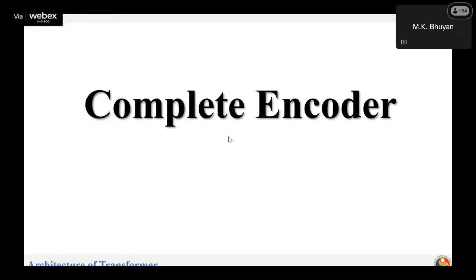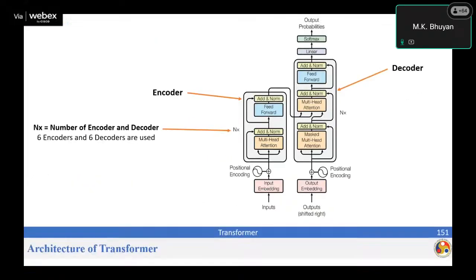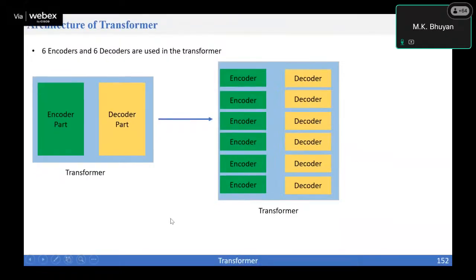So the complete encoder is something like this. Six encoders and six decoders are available. Here you can see the encoder part and the decoder part of the transformer. So we have 6 encoders and we have 6 decoders.